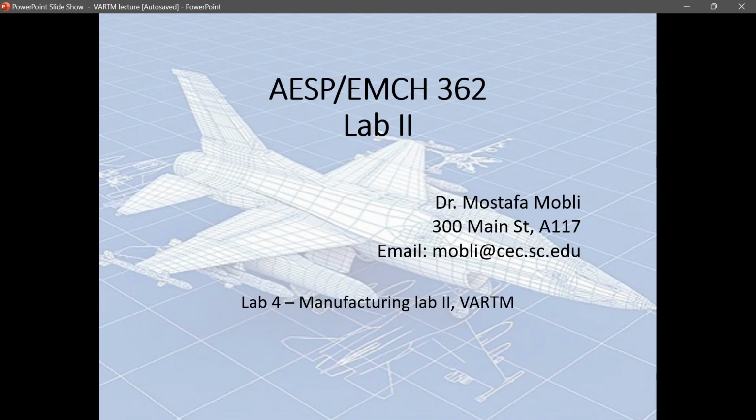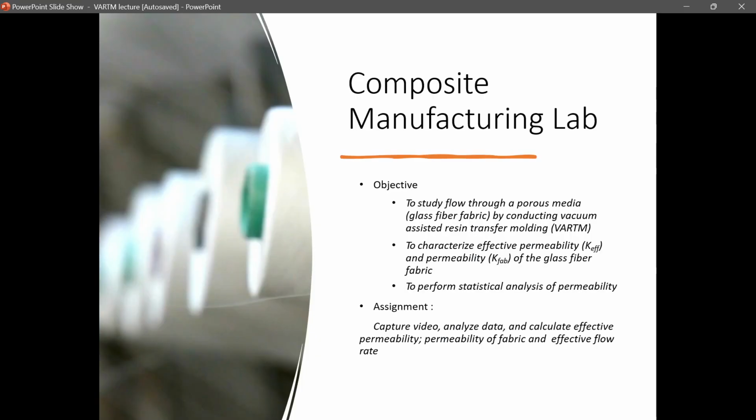Yeah, so in this lab, we are going to study the flow through porous media, essentially just a glass fiber fabric, and we are going to measure the permeability of the resin we are using, the effective permeability of the resin passing through a glass fiber.